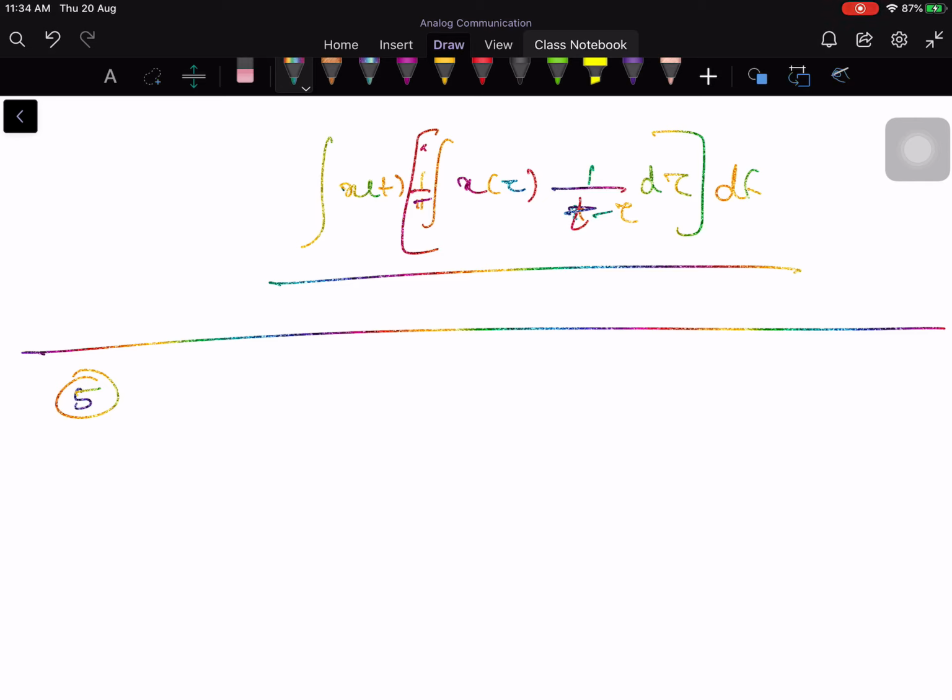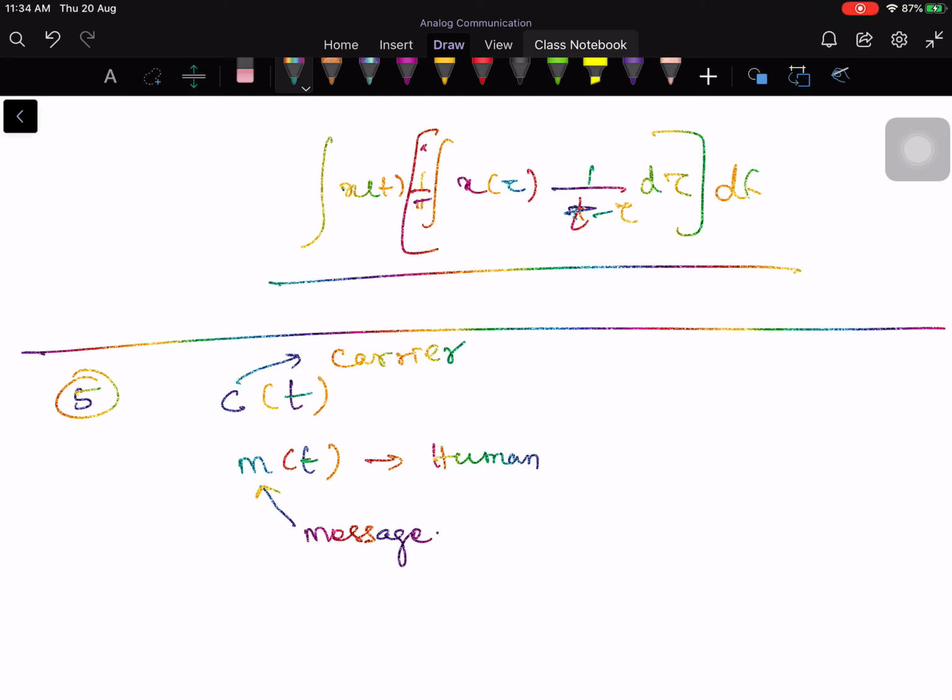Suppose you have two signals. I will call them c of t and m of t. There is a specific notation for why I chose c and m here. Here c indicates, let's say, carrier, and here m indicates, let's say, message. Generally, let us take a human voice signal. The voice signal ranges from, let's say, 300 hertz to 3300 hertz.